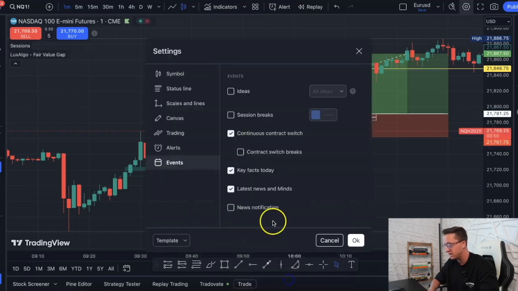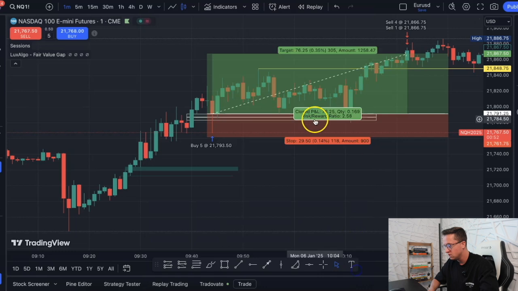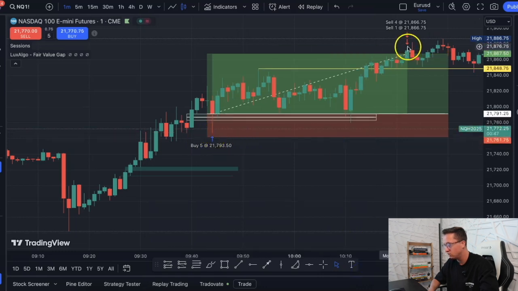You guys can actually see my execution labels if I turn this on. So you guys can see I bought 5 contracts right here, and then they sold all the contracts right here. So there's proof in the pudding that I actually took the trade that I'm showing you guys right here.